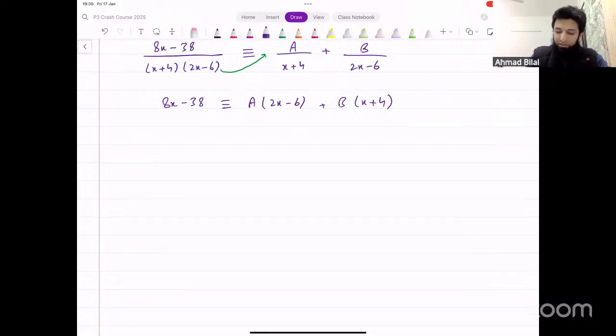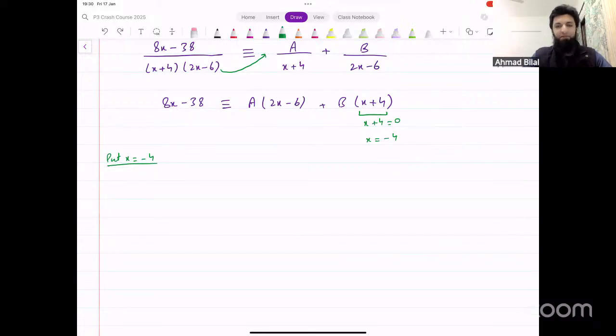For instance, how can I make this bracket 0? What value of x will make this bracket 0? Let's think about it. x plus 4 equal to 0. How does x plus 4 become 0? If we input x equals minus 4. If I were to input x equal to minus 4 in this, b will get eliminated because b will be multiplying by 0, and I would only have an equation in terms of a that I can solve then to find the value of a.